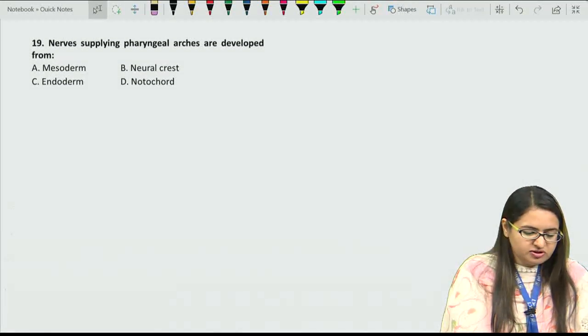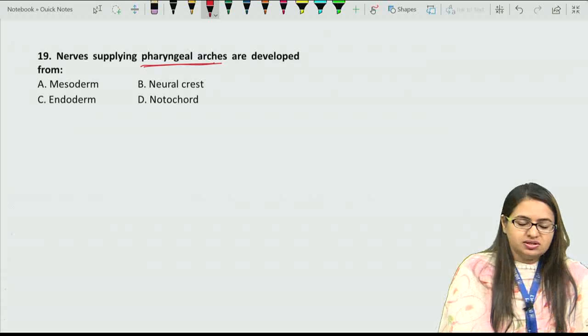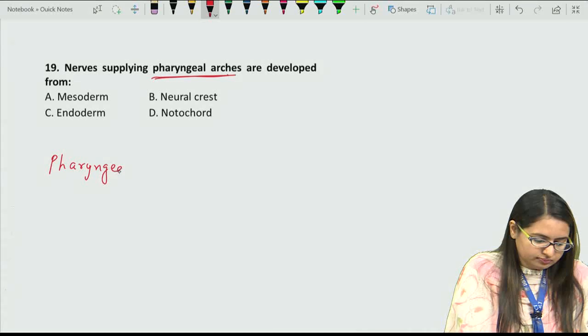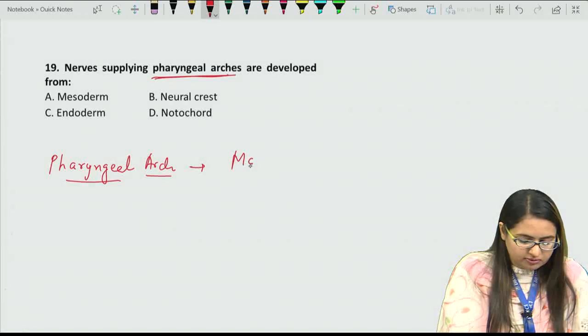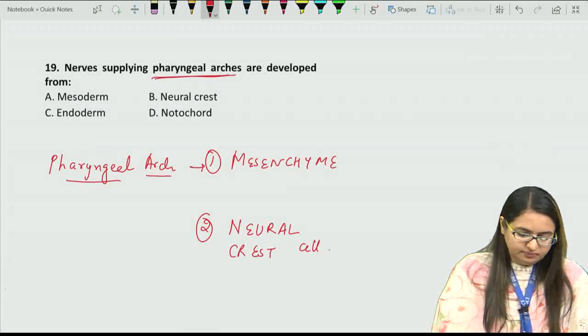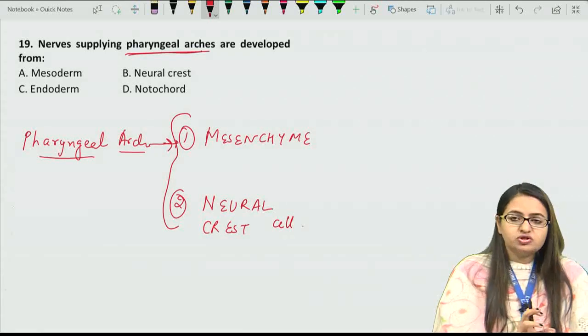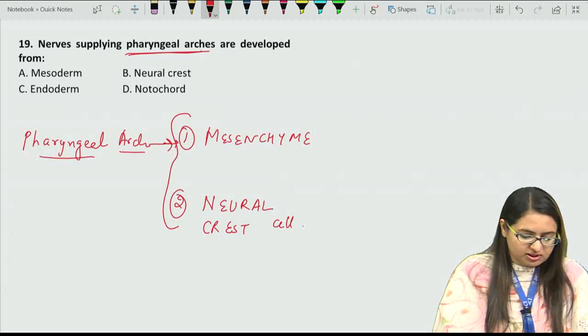Question number 19 says: the nerve supplying the pharyngeal arches develops from. Now when we talk about the pharyngeal arches, they have two components. The pharyngeal arch is formed by the mesoderm, that is mesenchyme, as well as by the neural crest cells. These two structures form the main composition of the pharyngeal arch, and they will give rise to the different components of the pharyngeal arch.